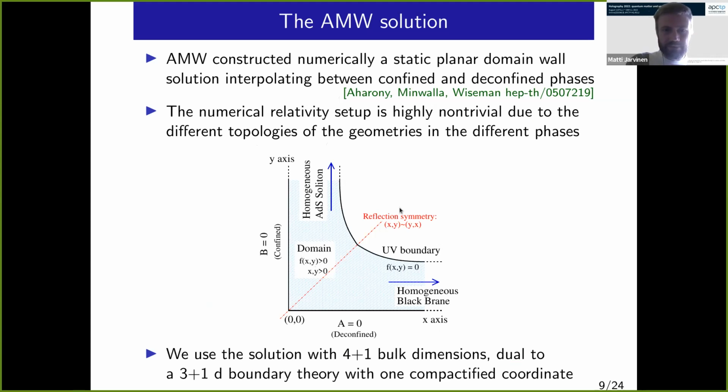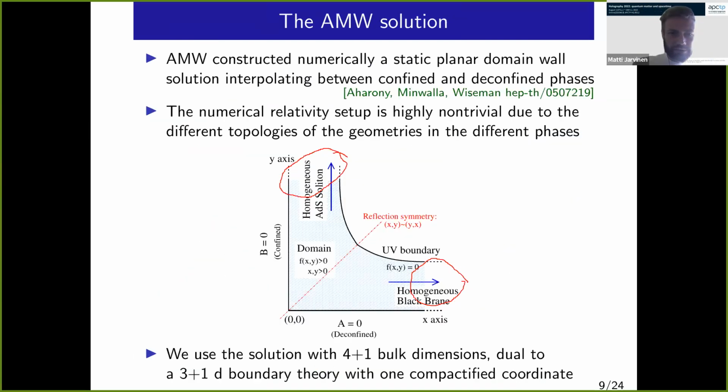But I'm not going into the details. Anyways, by making a well-motivated choice of coordinates, you can construct a solution which interpolates between the soliton at low temperature side and the black brane on the high temperature side. Everything at the critical temperature. And we will be studying the solution which has 4+1 dimensions, so which is dual to the true 3+1 dimensional boundary theory with one compactified coordinate, so that the flat quantum field theory has 2+1 dimensions.